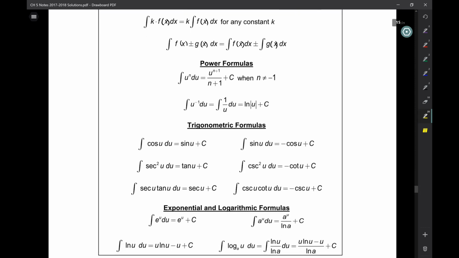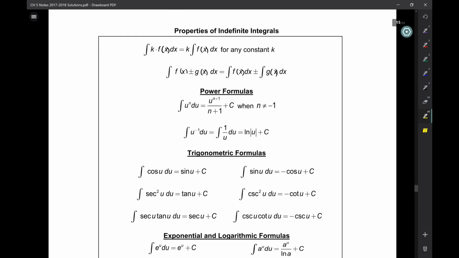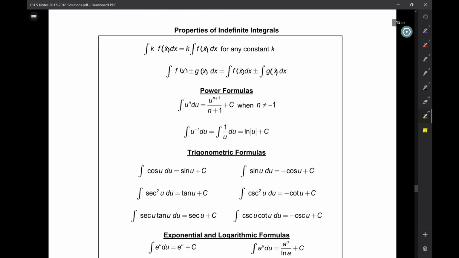All right, so now, remember I just showed you all of those rules of integration? Well, actually, I could just do them here. Here are 2 of them. This is the constant and the additive property. Now, here are some power formulas.